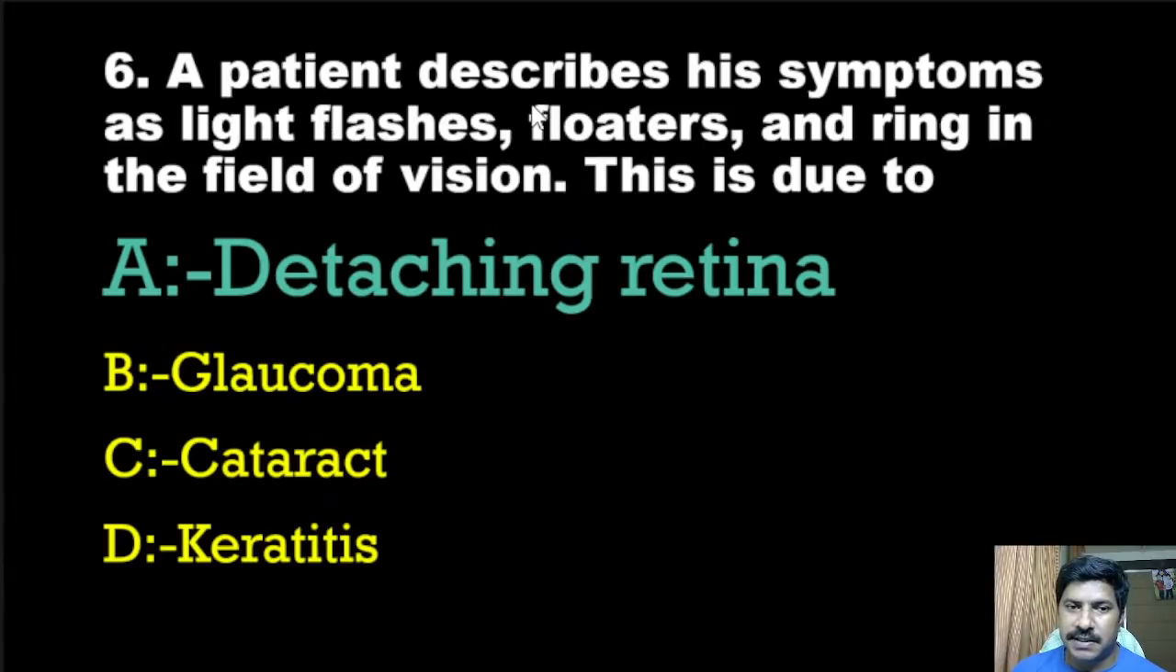Detaching retina, we have discussed it. Light flashes, floaters, and rings in the field are peculiar features of retinal detachment. Glaucoma means halos around the light, vision loss, tunnel vision, and pain in the affected eye. These are the symptoms of glaucoma. Cataract means gradual symptoms: blurriness and cloudiness in the initial period, and at the same time eye sensitivity towards light. These are the symptoms of cataract. In keratitis, redness and pain will be there.